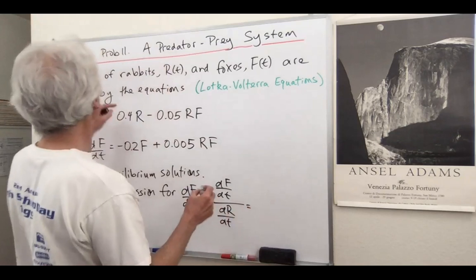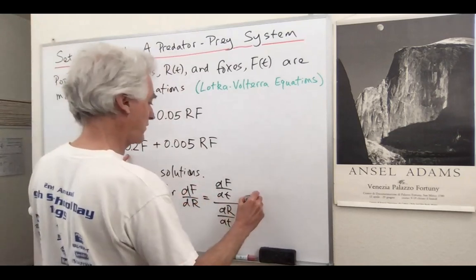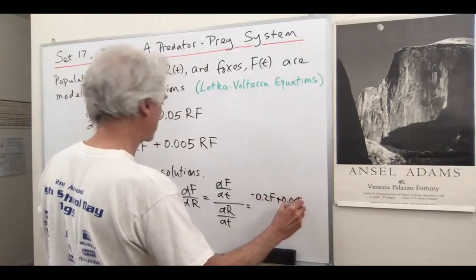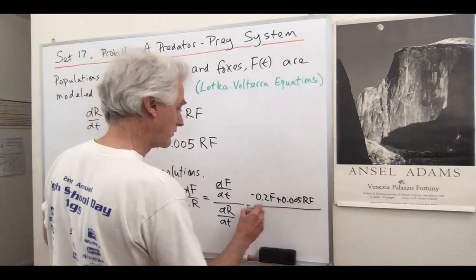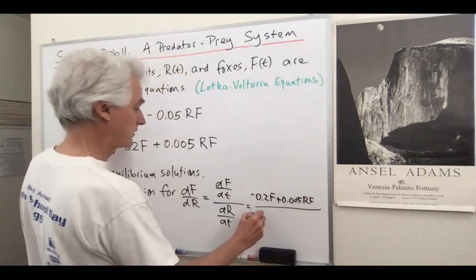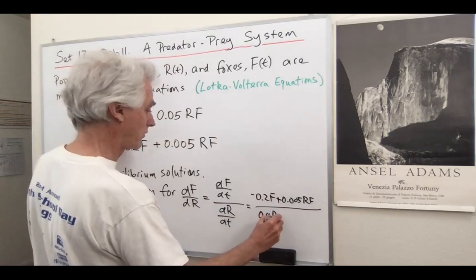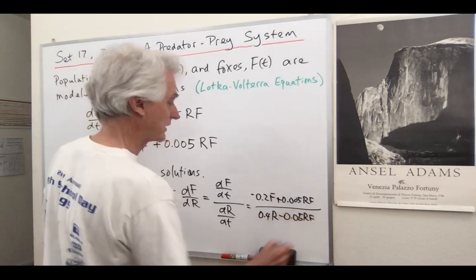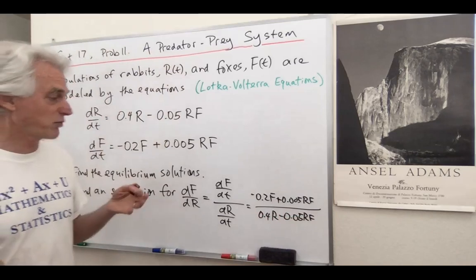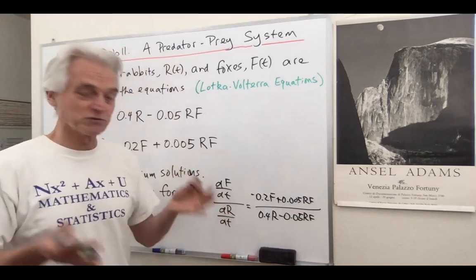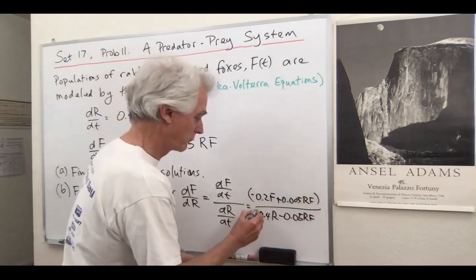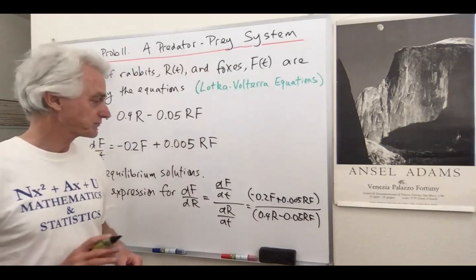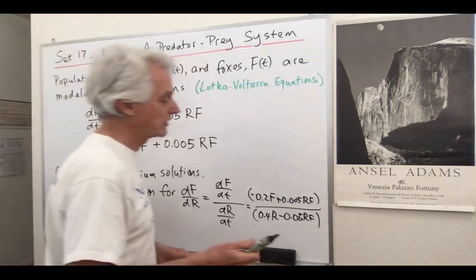So that is going to be equal to df dt, which is minus 0.2f plus 0.005rf, divided by dr dt, which is 0.4r minus 0.05rf. And that's all there is to it. Actually, probably the hardest part of this problem is making sure you enter it correctly into WebWork. You probably want to put parentheses around the top and the bottom when you enter this into WebWork. Okay. And I'll show you this in a little bit.